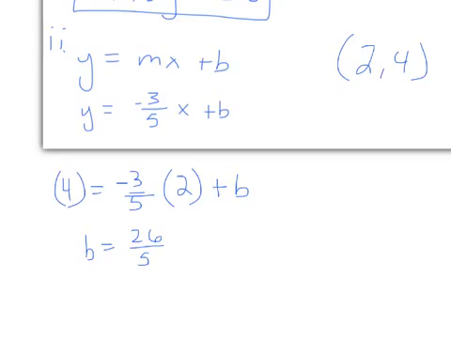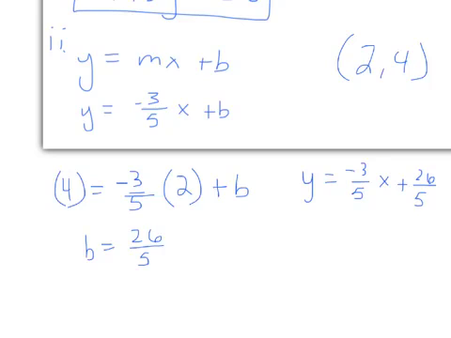I'll leave that to you to solve on your own. You're going to have to move over your fraction to get 26 over 5. Remember, please, that you need a common denominator to add fractions. So if b is 26 over 5, we now have an equation that says the following. y equals negative 3/5 x plus 26 over 5.